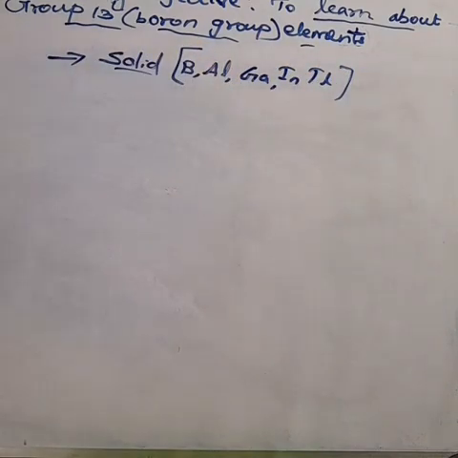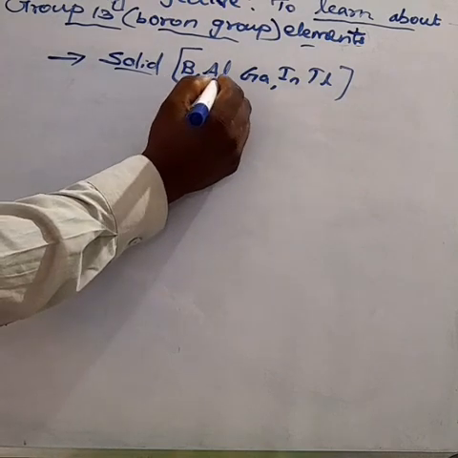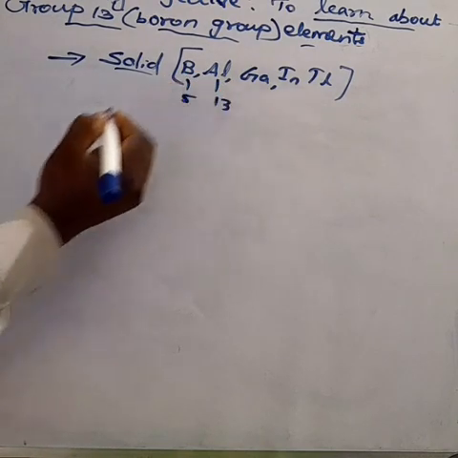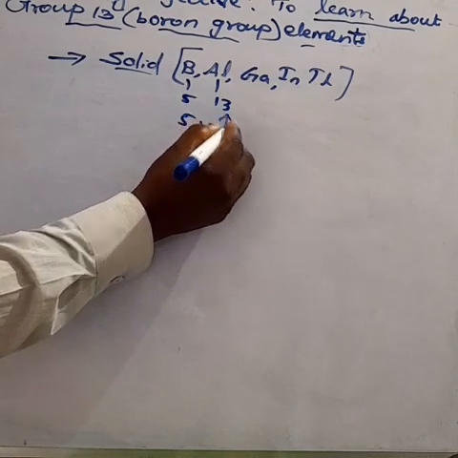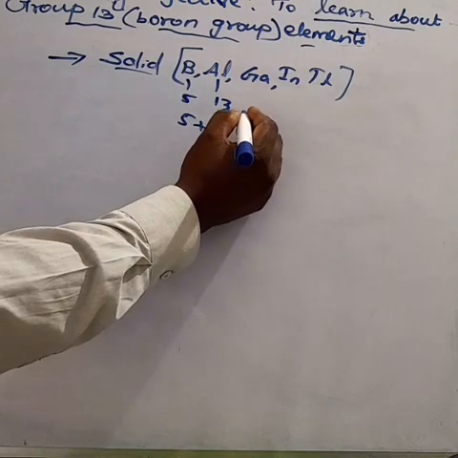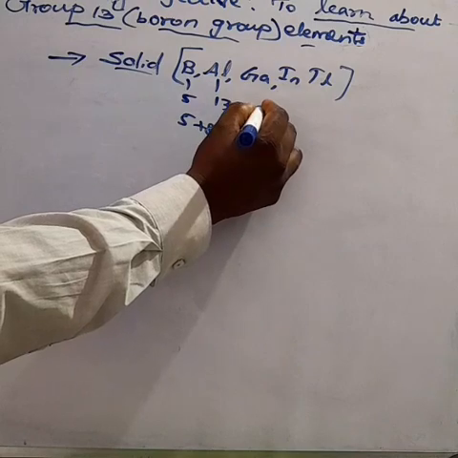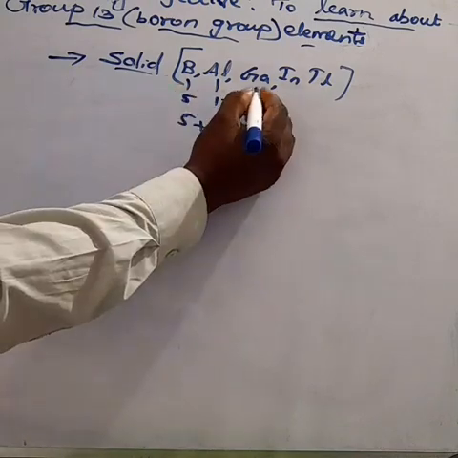Next, the atomic numbers of this boron group, the group 13 elements. Boron's atomic number is 5. Aluminium's atomic number is 13, we are adding 5 plus 8, which means 13. Next, gallium is 13 plus 18, which means 31.